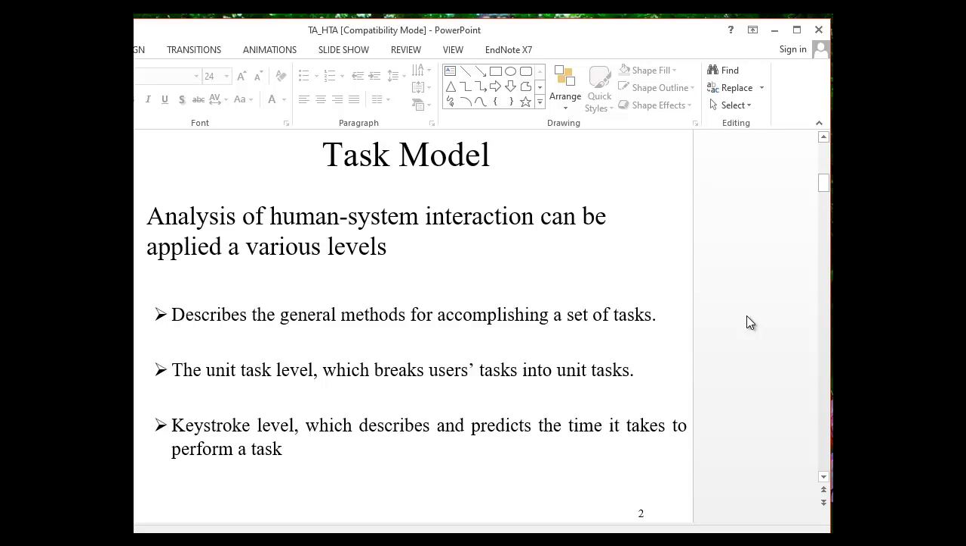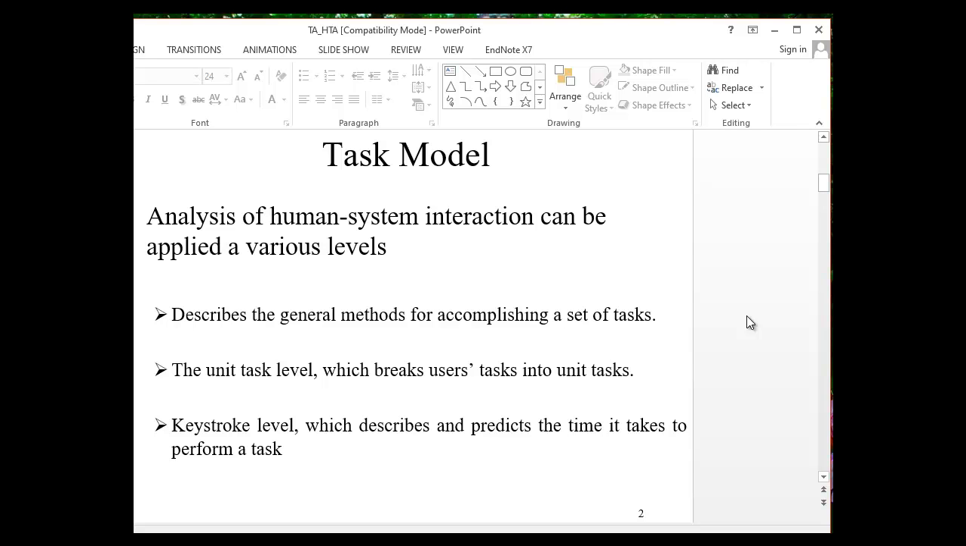Okay, so the first bullet here I have included is the general method of completion of a set of tasks. If you want to start the solution for a task, we will choose a method to accomplish the task. The second bullet is that we will divide the task into sub parts, into sub unit level, and we will analyze each level, and finally once we finish, we will integrate all unit levels.